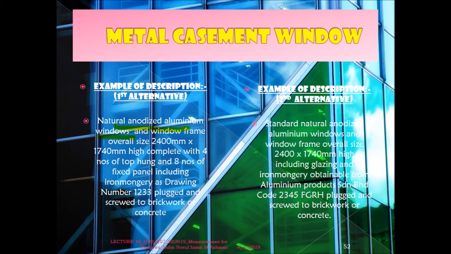Anodized aluminum, that is the finish. Material kind and quality is aluminum. Overall size is 2004 times 1740 height. Then you have to mention how many components are inside. If you look at this, there are 4 numbers of top hung and 8 numbers of the fixed panel. So that means if we look at this, basically you can see that there are 8 six-pane and 4 numbers of the top hung.